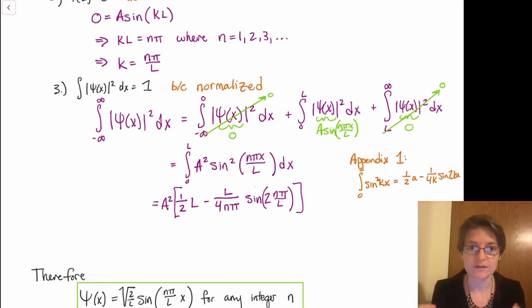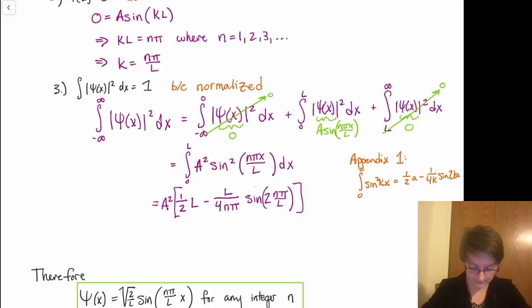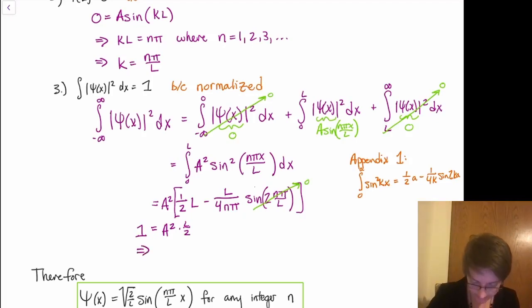Okay, so for the same reason that it was earlier, this second term is equal to 0, and so that is going to cancel out for us. And that implies for us that this integral is equal to a squared times L over 2. Now, based on our normalization condition, we know that this integral also has to be equal to 1, and that implies that we have a value for a, and that value is the square root of 2 over L.